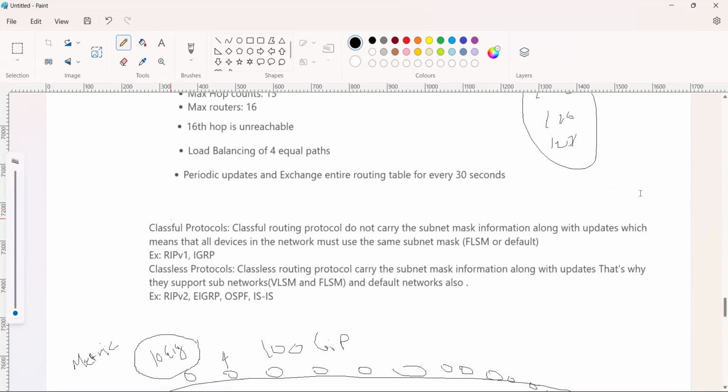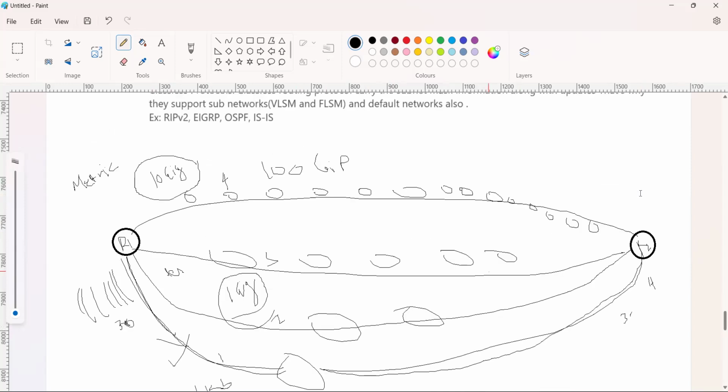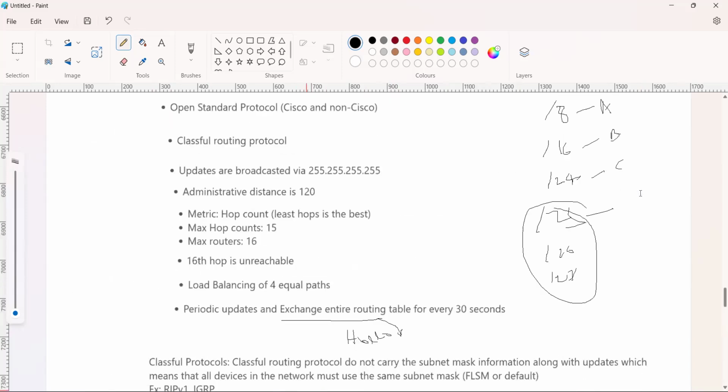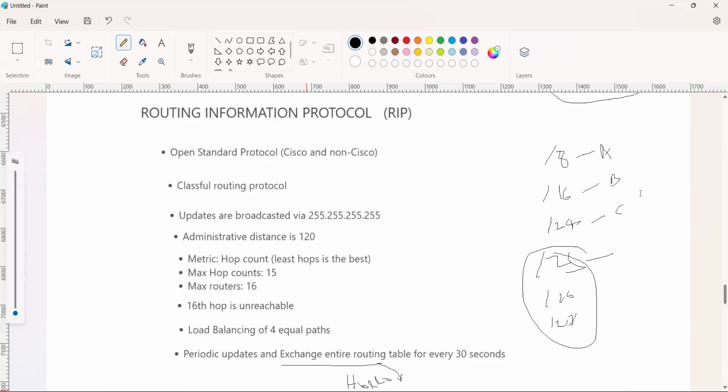So every 30 seconds they periodically exchange routing information, the entire routing table. Whenever they send the hello packets every 30 seconds, they are sending the entire routing table, so CPU utilization is more whenever we are using the RIP protocol. So in one word, as a network engineer we should know the RIP protocol, but in real time we are not using RIP.